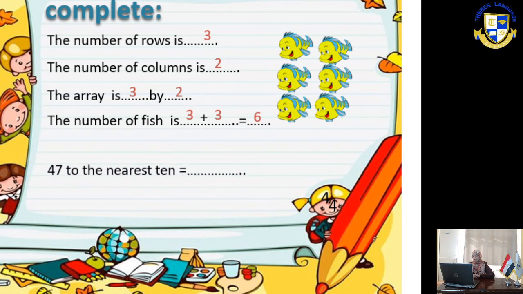Another question. 47 to the nearest 10 is, it's closer to the 40 or the 50. 7 is a strong number, so it's closer to the 50.